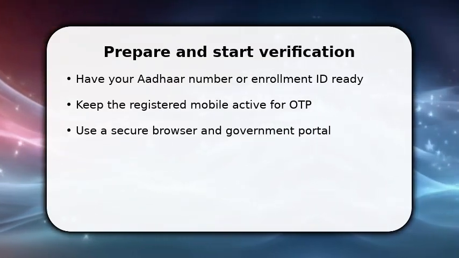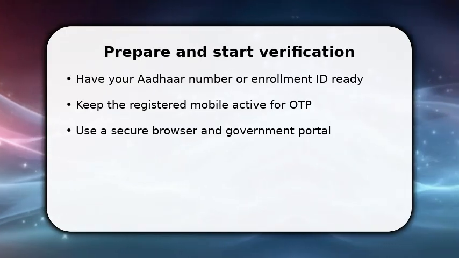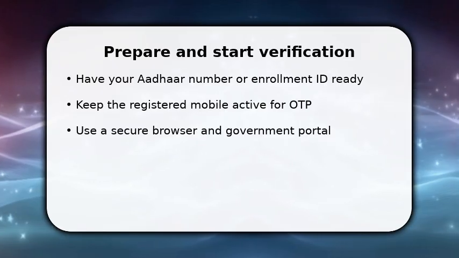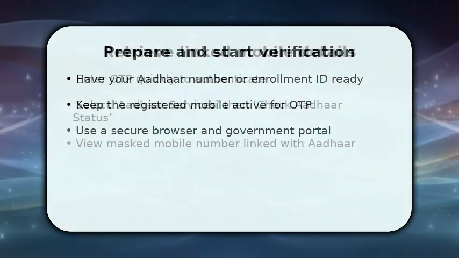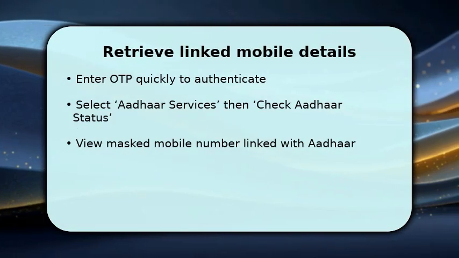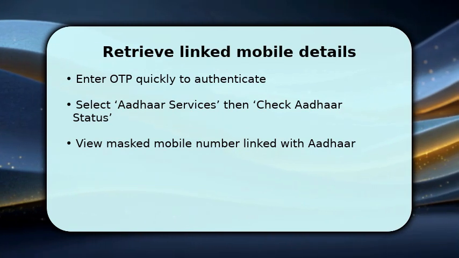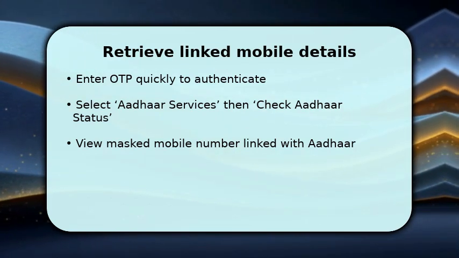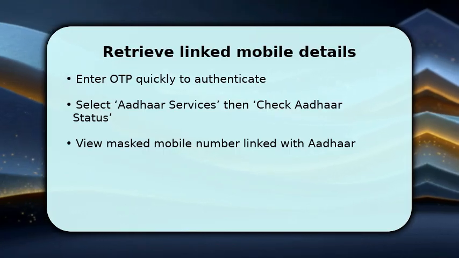You need the registered mobile nearby to receive the OTP immediately. If you don't get it, wait a minute and request again. Network delays are common. After OTP authentication, navigate to Aadhaar services and pick the option that shows linked mobile or demographic details. Different portals label it slightly differently.